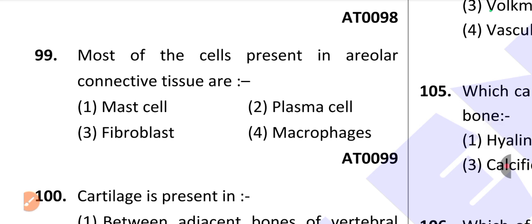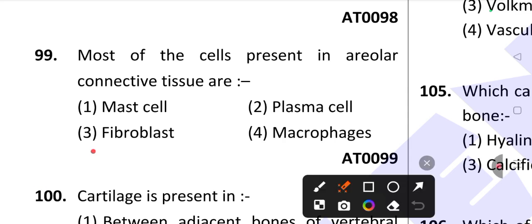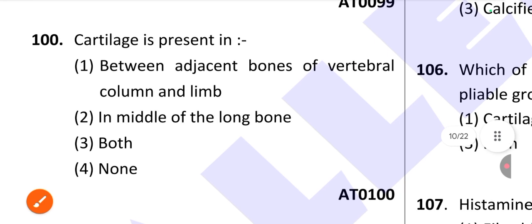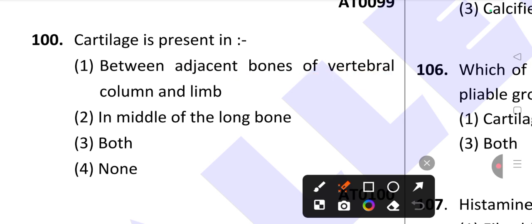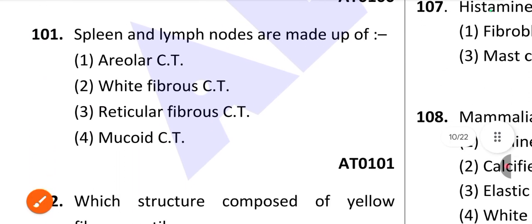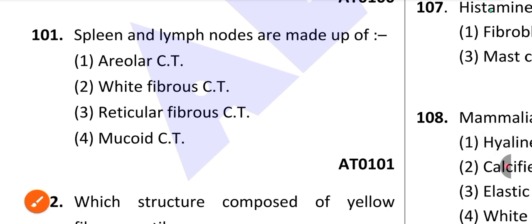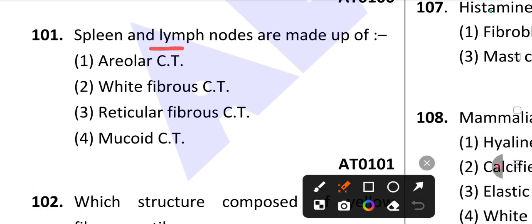So which cell is present mostly, in maximum amount? It is fibroblast. Next 100th question, cartilage is present in. So in which is cartilage present? It is present between adjacent bones of vertebral column and limb. Next 101, spleen and lymph nodes are made up of. So these are made up of reticular fibrous connective tissue.